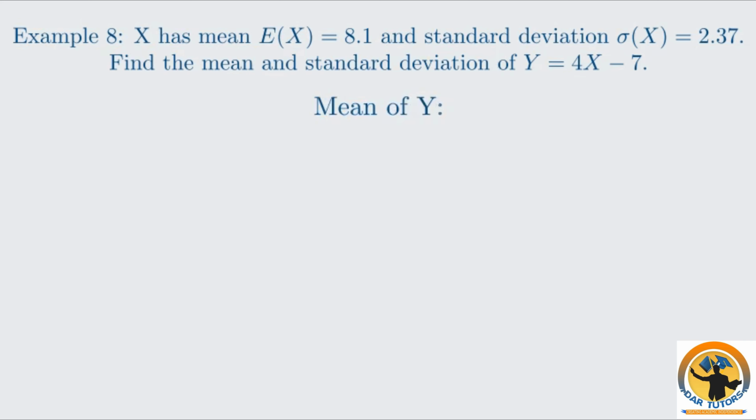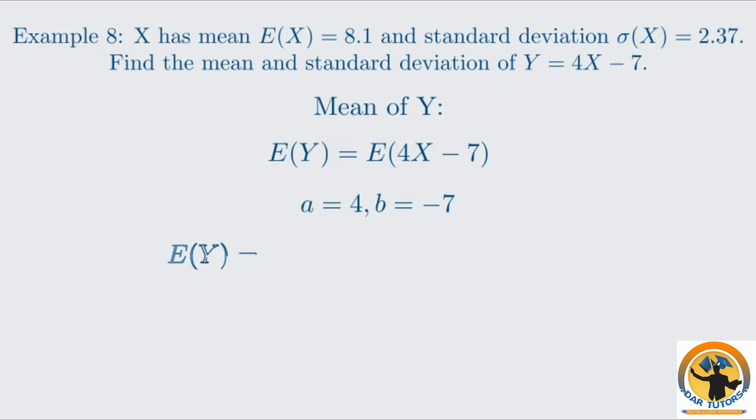For the mean, we use the rule E[aX plus b] equals aE[X] plus b. So E[Y] equals E[4X minus 7] equals 4 times E[X] minus 7. We substitute the given mean of 8.1 for E[X]. This gives us 4 times 8.1 minus 7. That's 32.4 minus 7, which is 25.4. So the mean of Y is 25.4.